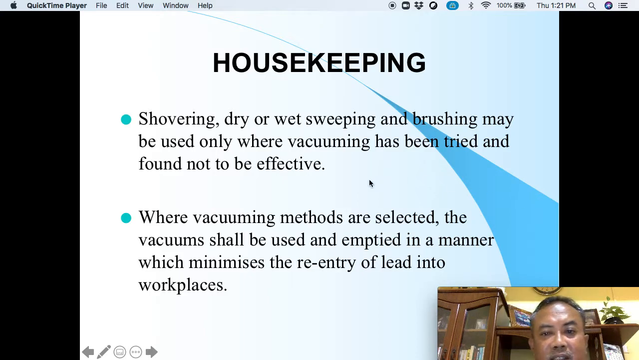Where vacuum methods are selected, the vacuum shall be used and emptied in a manner which minimizes the re-entry of lead into the workplace. So you have to empty lah bila dia sedut kandungan lead tu, habuk lead tu, you have to empty, and then you kena cuci dan you kena simpan lah. Kalau boleh jangan dia terbang balik lagi di tempat kerja, workplace.